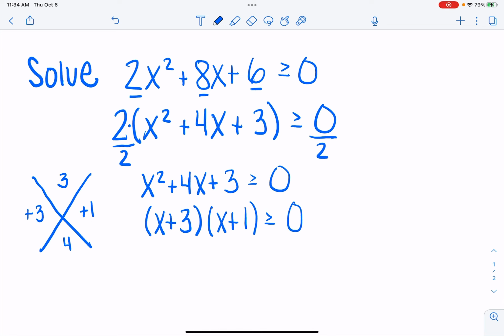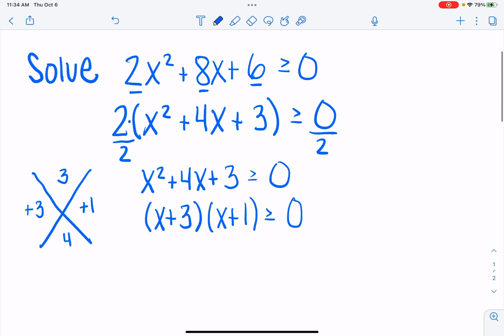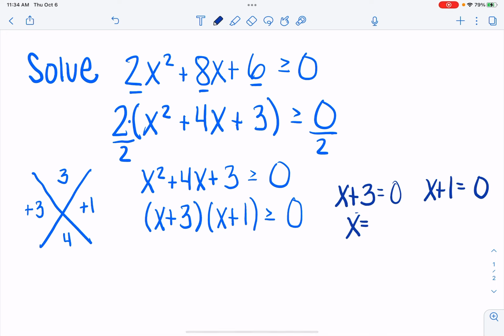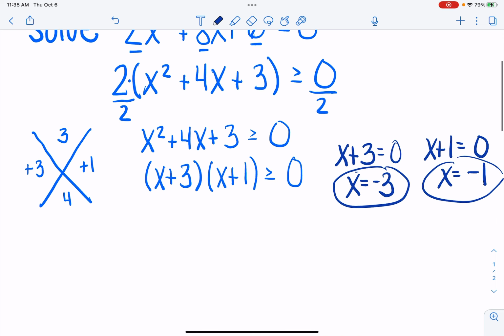And now here's where I do my little side work. Instead of worrying about the inequality, I'm just going to set each one of these parentheses equal to 0 to find my solution. So I'm going to do x plus 3 equals 0 and x plus 1 equals 0. From there, I subtract 3 from both sides and get x equals negative 3, and here I get x equals negative 1. These are going to become your two benchmarks on your number line.